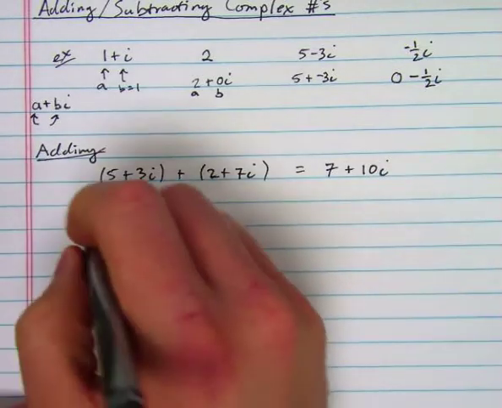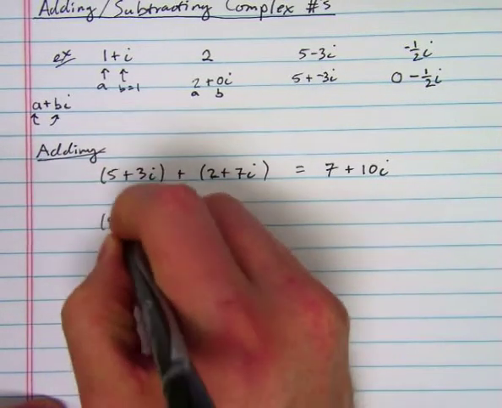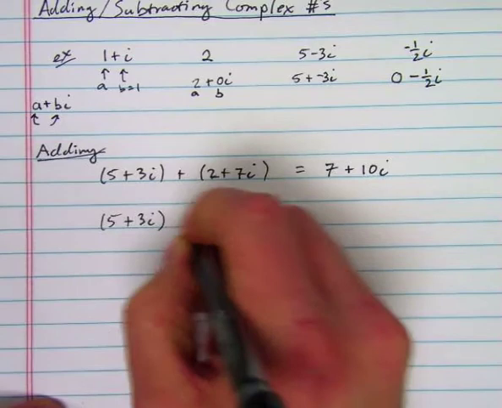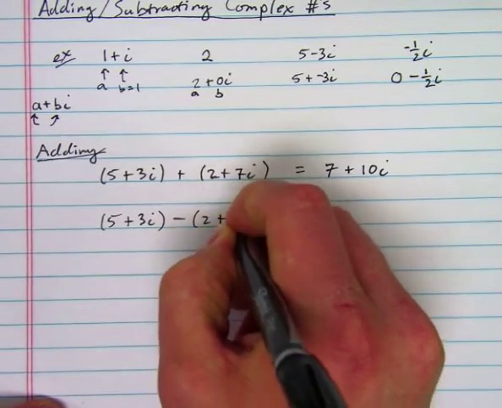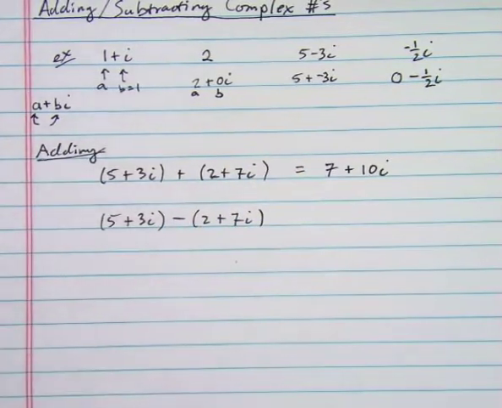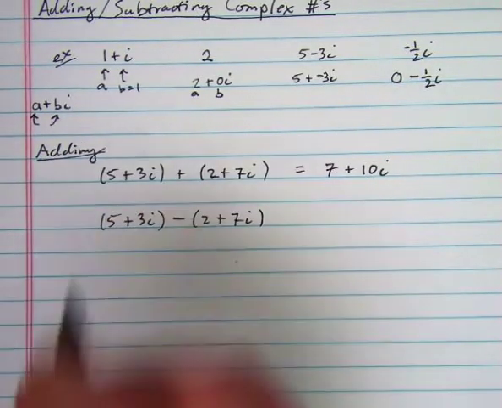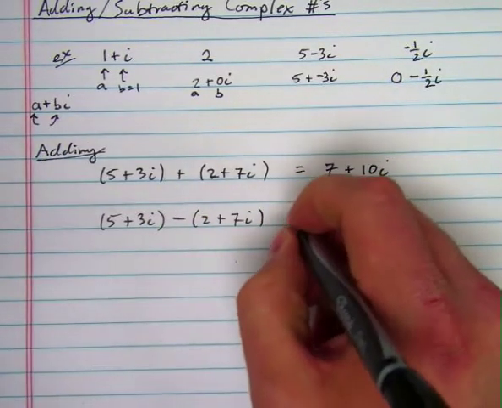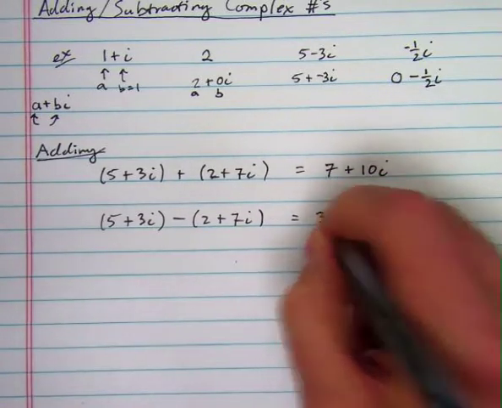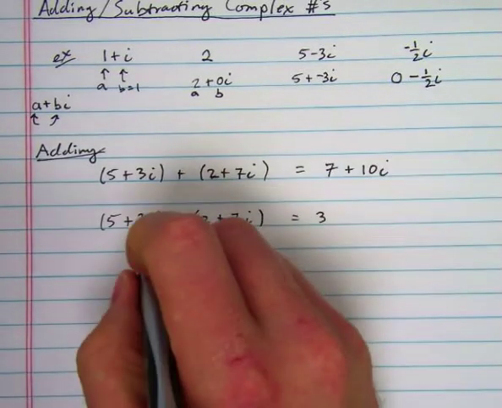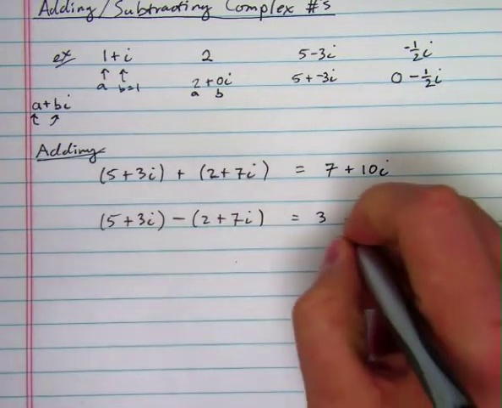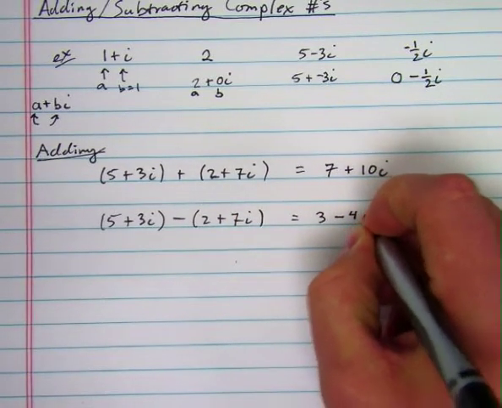So if I'm subtracting, let's say I have 5 plus 3i minus 2 plus 7i. Same numbers, but now I'm going to subtract them. It's the same idea. 5 minus 2, I just do the real parts, that would instead be 3. 3i minus 7i, that would be a minus 4i.